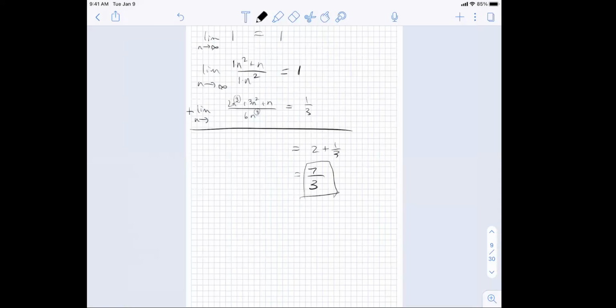Do we have any questions about this at all? Like I said, there's two problems on the homework that are like this. One is a linear function, one is a quadratic function. So what we just did is the most that you'll have to do as far as these sums go.